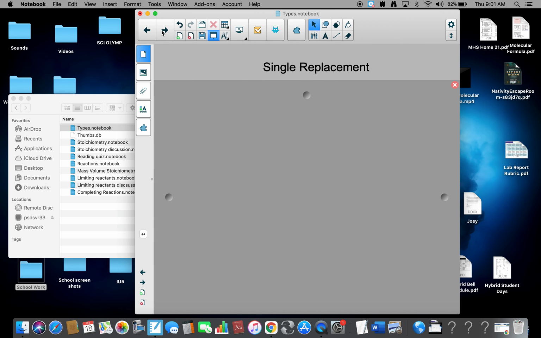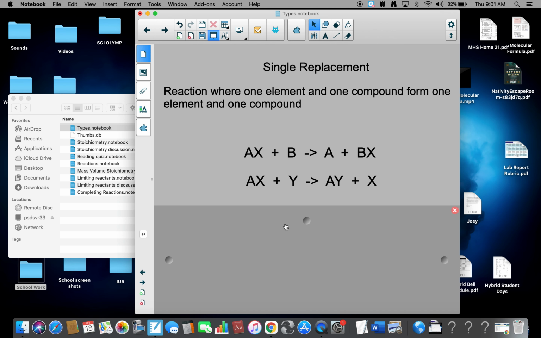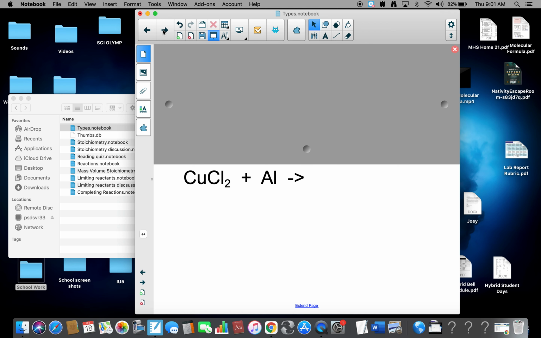Now, next, we have single replacement. Definition of single replacement: a reaction where one element and one compound form one element and one compound. There are 2 ways I can do this, either replacing the metal or replacing the nonmetal. We can't have nonmetals that go together. We have to replace them, and metal always goes with a nonmetal in that reaction. So let's look at the example. Copper 2 chloride plus aluminum. I'm going to show you this reaction in class.